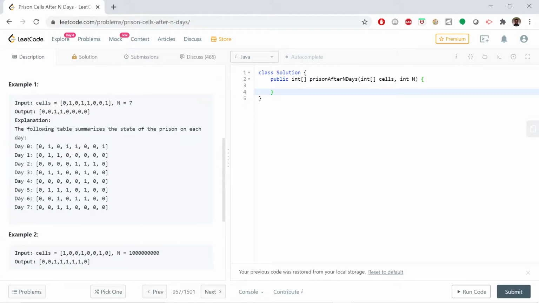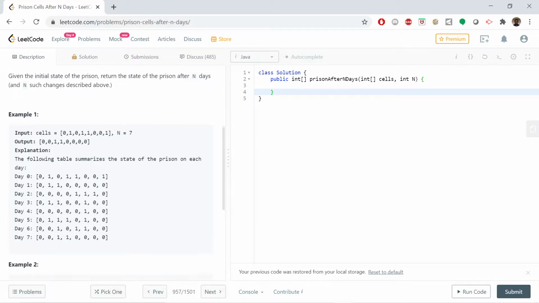Essentially they're giving us some input, and the input is just a row of prison cells. If you count, there are actually 8 prison cells in this one row, so that's never going to change. There's always going to be 8 prison cells in any single row that they give us. And this n here is the number of days that have passed, we can say.